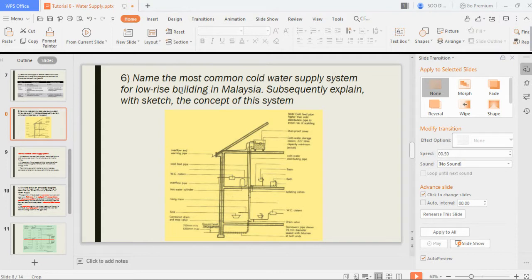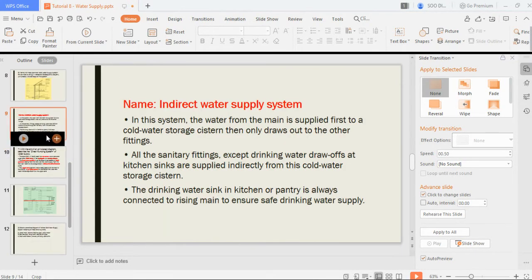So next question is asking you to name the most common cold water supply system for low-rise building in Malaysia, and subsequently explain with sketch the concept of this system. So this is the sketch of the cold water supply system. So the most common method will be indirect water supply system. So in this system, the water is supplied to a cold water storage first, then only they are supplied to your home usage tap or water supply fitting.